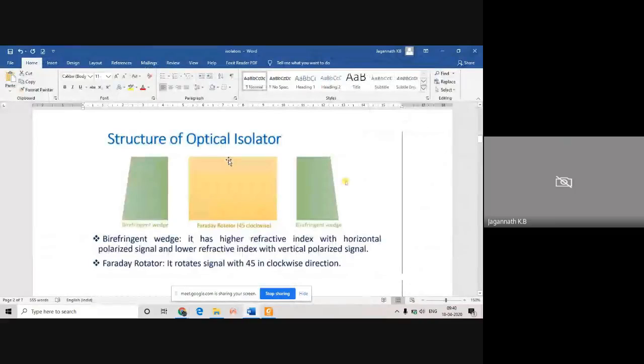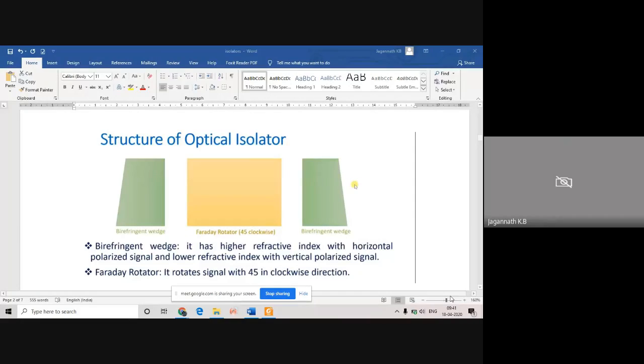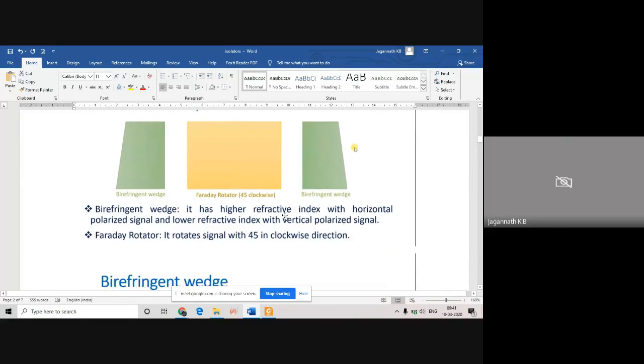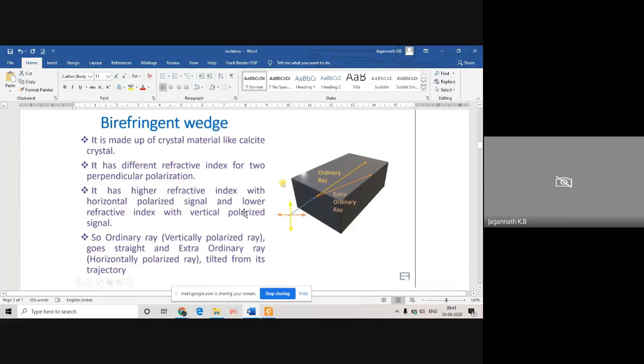This is the optical isolator. You can see three components are there: the birefringent wedge, the Faraday rotator, and again a birefringent wedge. These are the three components of your optical isolator. So this birefringent wedge will be like this.